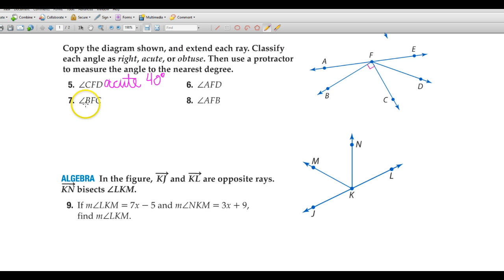On number 7, angle BFC. So BFC, well, we don't even need to measure it because we have the box right there, which tells us that it is a right angle, which means that it is 90 degrees.